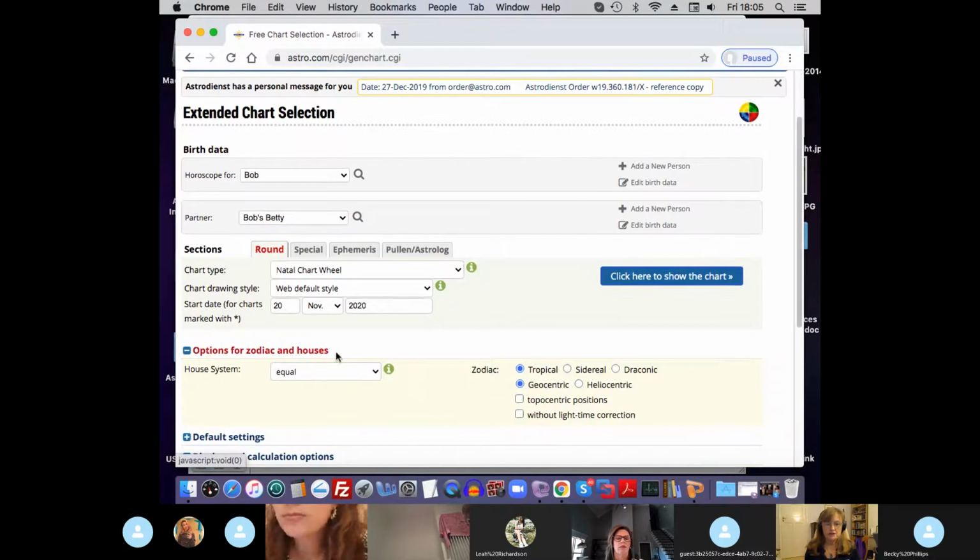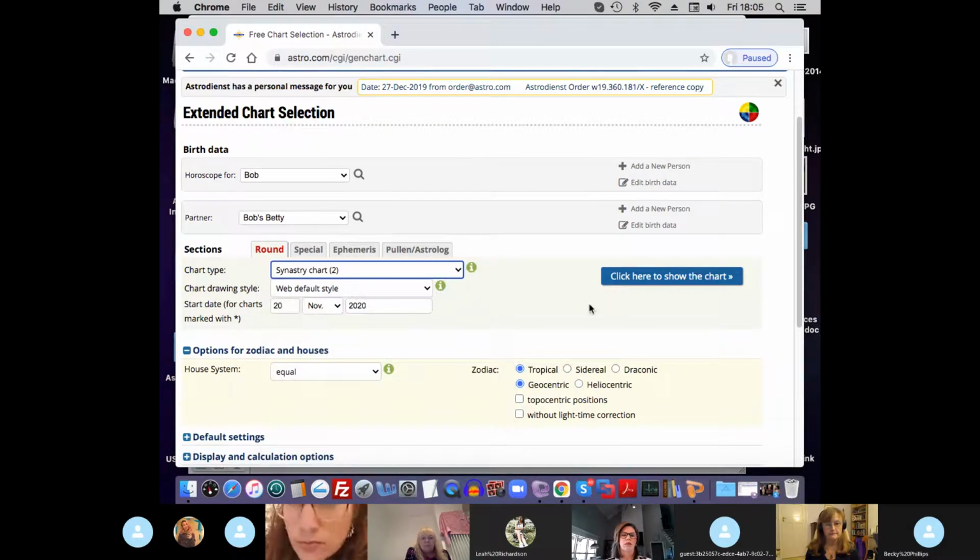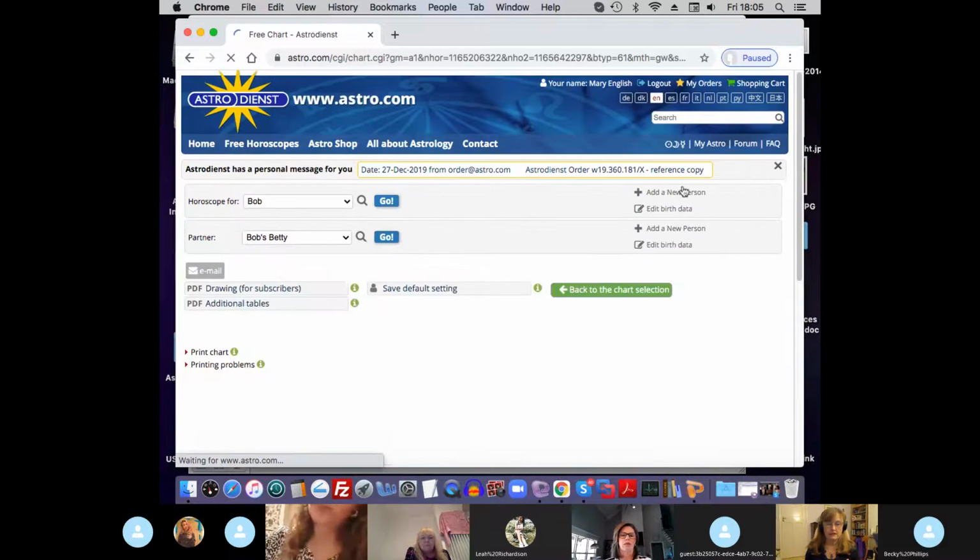And under options for zodiac and houses, if you're learning astrology with me, this is a box you need to use all the time. The house system is equal. And then you go to chart type, which is under round, and you click in that box there. And you only have to scroll down 1, and it says synastry chart, brackets 2. Bing! Click here to show the chart. And that's how you make a chart.